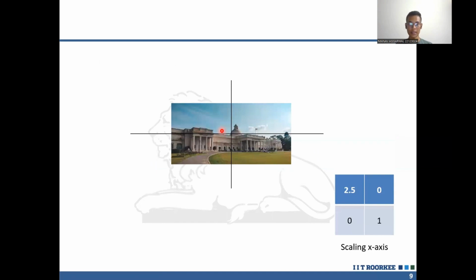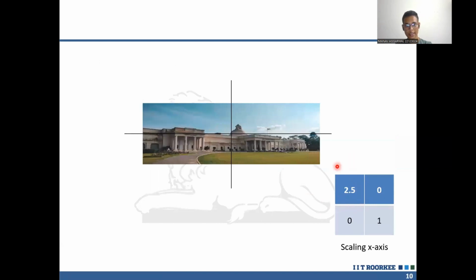Let's take an example. This is a very famous fountain building of IIT Roorkee. Let's talk about the transformations on the image grid of this particular slide. So, first of all, we are talking about scaling the x-axis. How will it look afterwards? It is like this because the x-axis has been magnified.